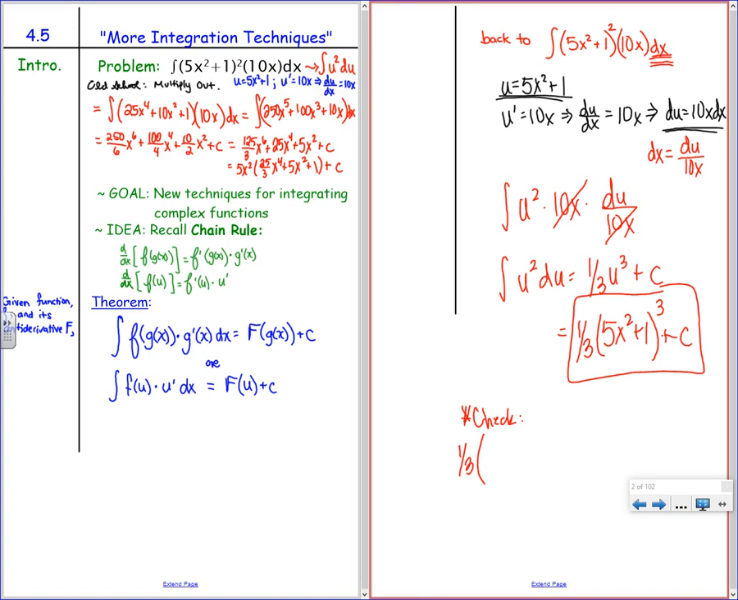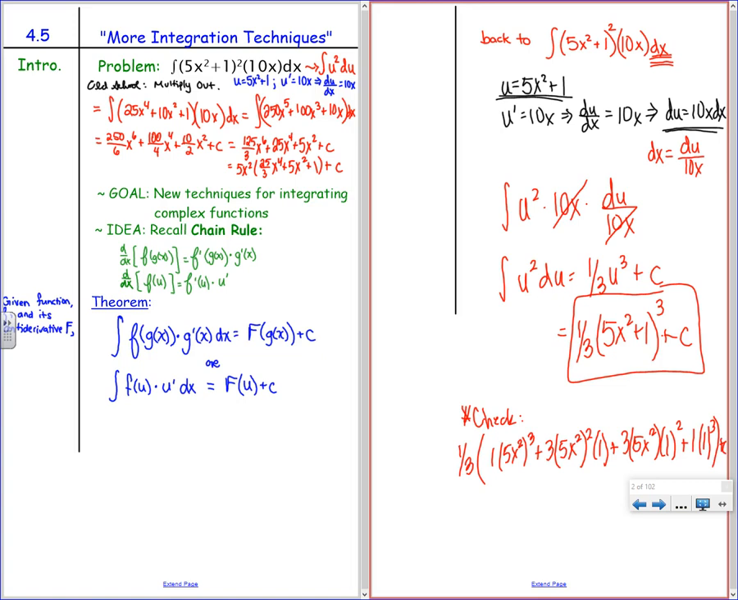It's not 1, 2, 1, it's 1, 3, 3, 1 for my coefficients. So I'd have 1 times 5x squared cubed plus 3 times 5x squared to the 1 times 1 squared plus 1 times 1 cubed plus c. You guys remember binomial theorem from last year?